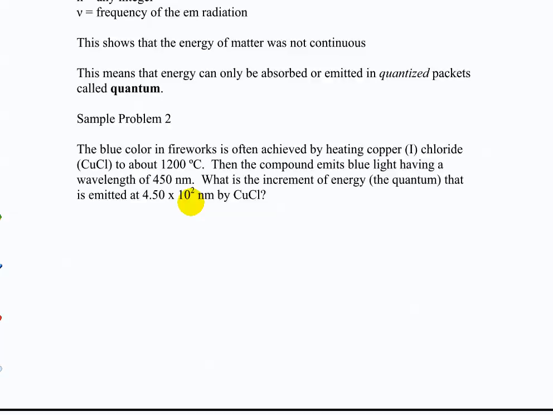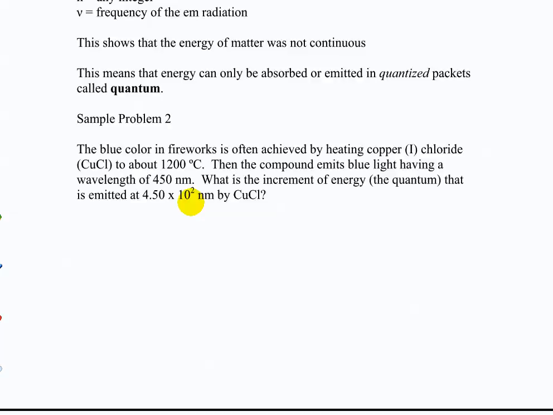So, and we'll talk about the mass part of that in a little bit. We can actually look at the individual energies of these little packets that are emitted by certain processes. All right, so the blue color in fireworks, you've got copper chloride at 1200 degrees C, and then it starts emitting a blue light with a wavelength of 450 nanometers.